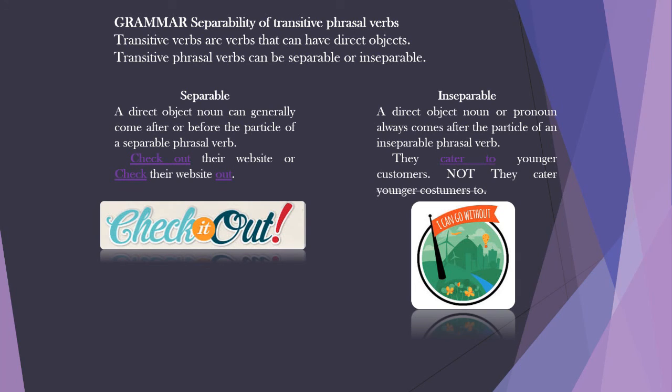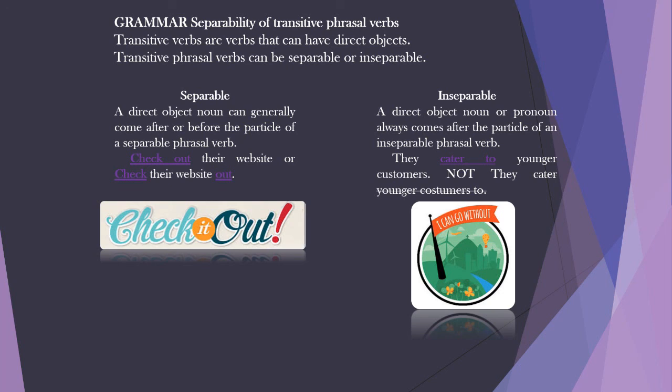Transitive verbs are verbs that can have direct objects. Transitive phrasal verbs can be separable or inseparable. Separable: a direct object noun can generally come after or before the particle of a separable phrasal verb. For example, check out their website or check their website out.